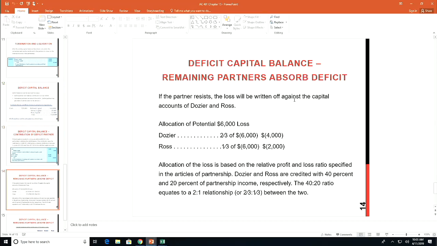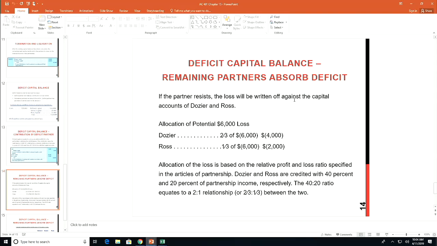So you just learned how you can redefine the ratio. We'll make it a fraction and add it. It will be 4 over 6 and 2 over 6. Or if you want to simplify, it will be 2 over 3 and 1 over 3, right? So we can make the fraction simpler. That's what we say, we will redefine the ratio. So this is the negative portion of this deficit guy, Holland. So Dozier will bear 2/3 of it, and Ross will bear 1/3 of it. Is it clear?